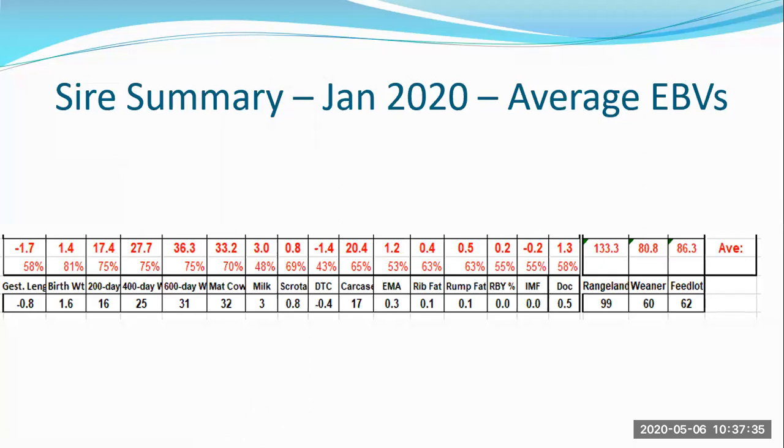Scrotal is above average. Days to calving is above average, it's minus 1.4. The carcass weight is above average, and then the next ones are all above average. That's where we want to be. And we've got intermuscular fat, which we are actually below with all those sires, and the docility score is also above average, and then the selection indices which are above average. So with this selection of sires, with those EBVs, we will drive the next genetic trend.